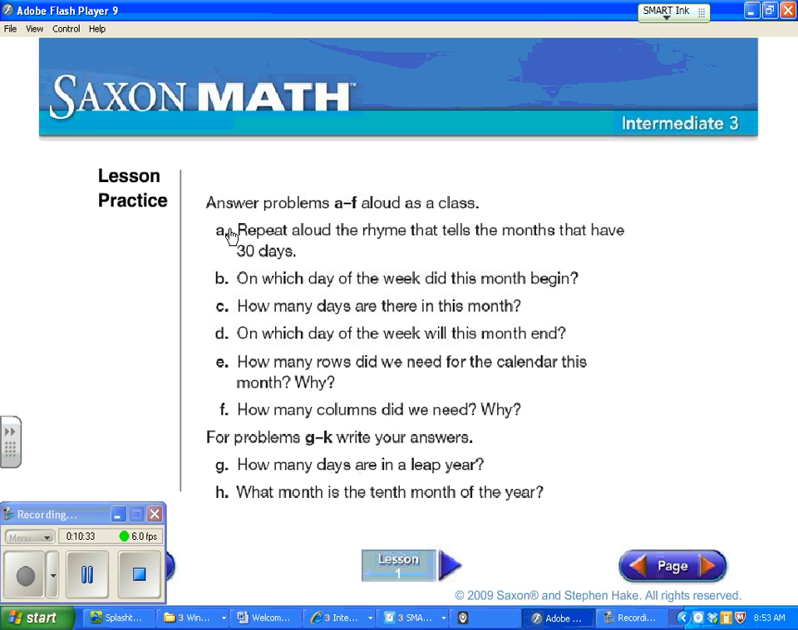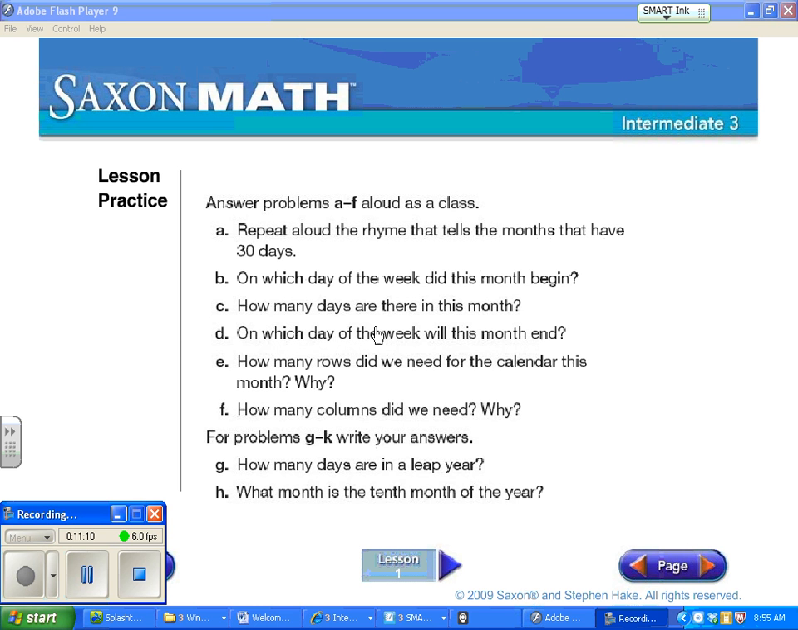And the A. Everybody touch the A. Repeat aloud the rhyme that tells the months that have 30 days. Here we go. 30 days hath September, April, June, and November. Now let's look at B. On which day of the week did this month begin? And Cadence answered that for us a minute ago. It was what? Wednesday. Very good. Look at C. How many days are there in this month? Everybody. 31. Very good. Look at D.